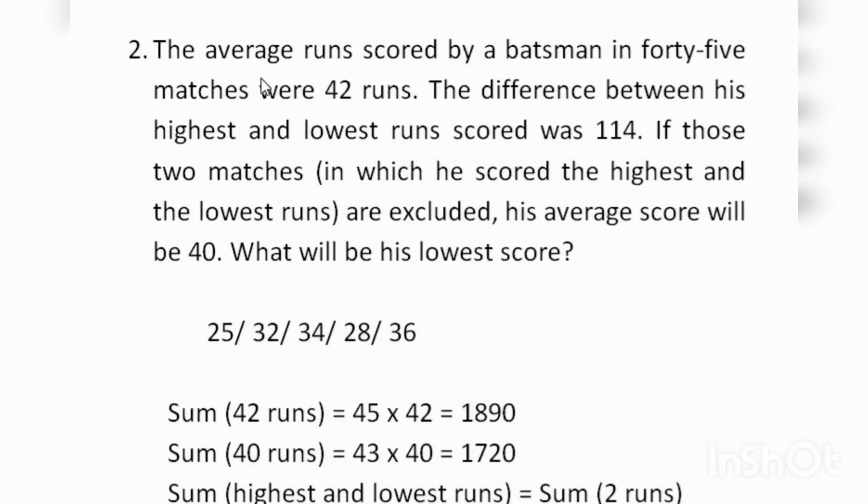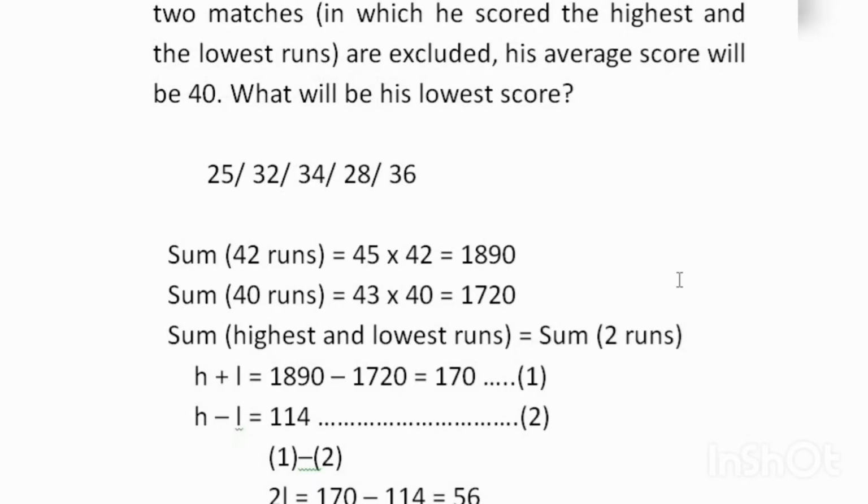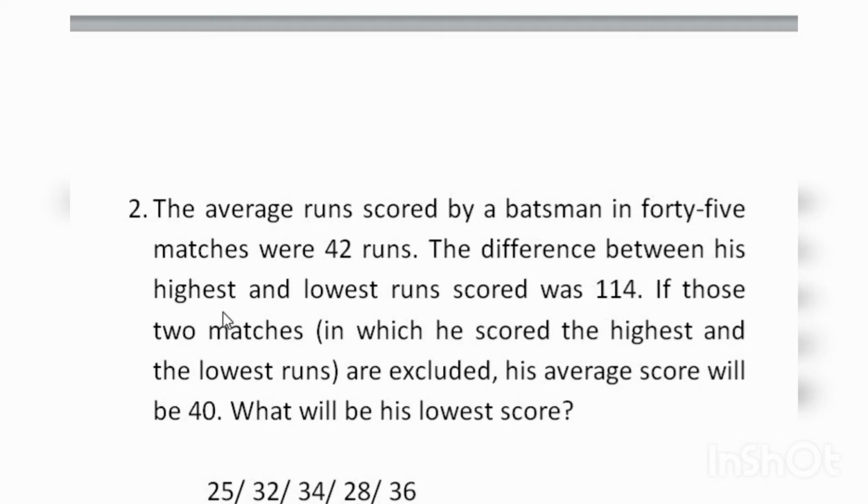In the second question, the average runs scored by a batsman in 45 matches were 42 runs. That means the average runs is given, and also the number of matches is given, 45 matches. So we can find the sum of 45 matches. Sum is equal to average into total number, so the sum of runs is 45 × 42, which is equal to 1890.